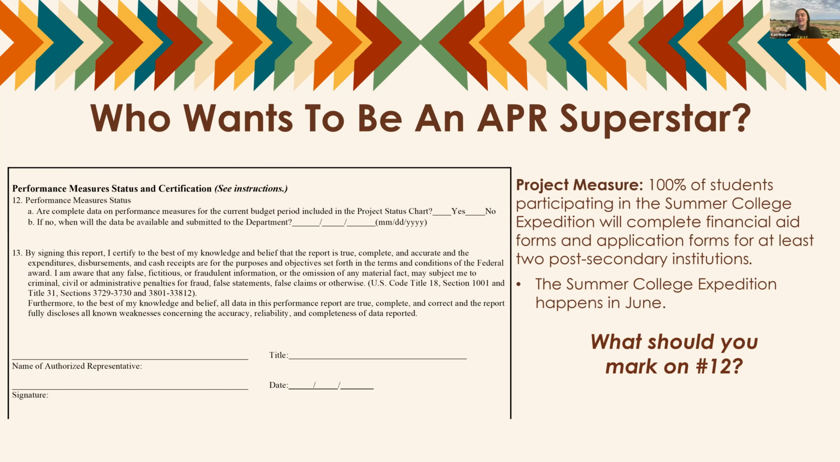Okay, who wants to be an APR superstar? We're going to go through just a couple scenarios to think through whether this fictitious grantee would say yes or no to question 12 based on what we know about it. The project measure for this example is 100% of students participating in the summer college expedition will complete financial aid forms and application forms for at least 2 post-secondary institutions. This summer college expedition happens in June, and then there would be follow-up happening in terms of completing the forms listed in the project measure. So what would this person mark on number 12? Would they say yes or no?